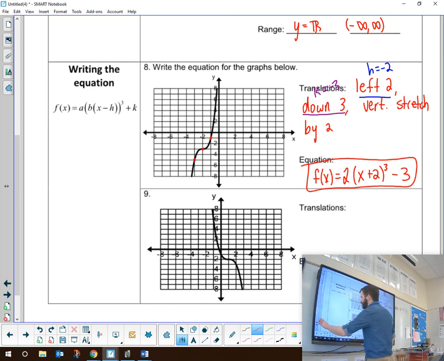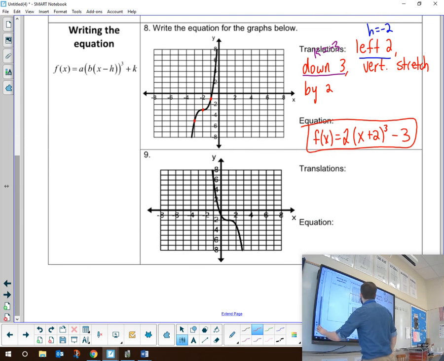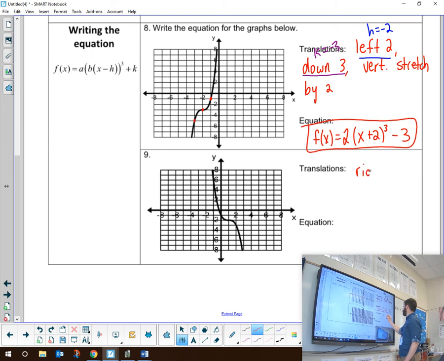All right, our last one here together today. It's number 9. So number 9, we're going to go to the right 1 and down 2. So right 1, down 2. And I want you to notice, this graph opens downwards like this. So it is a negative graph.